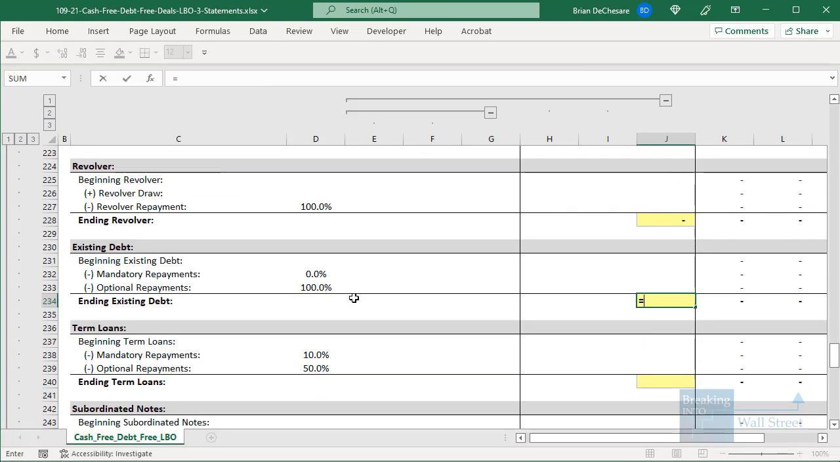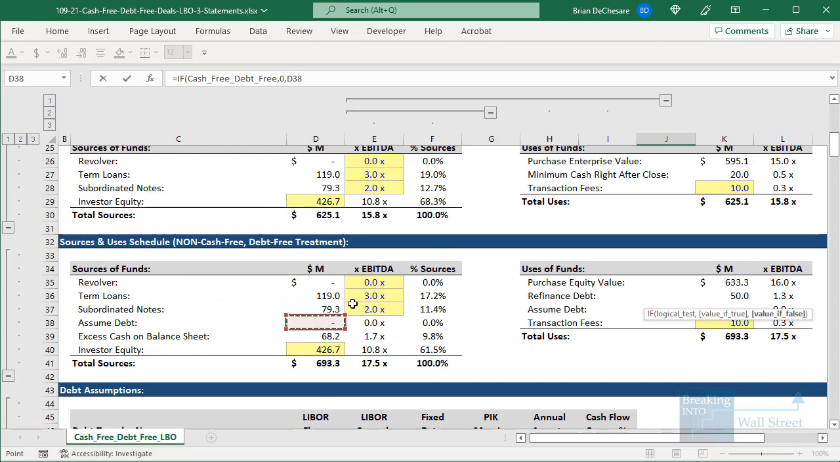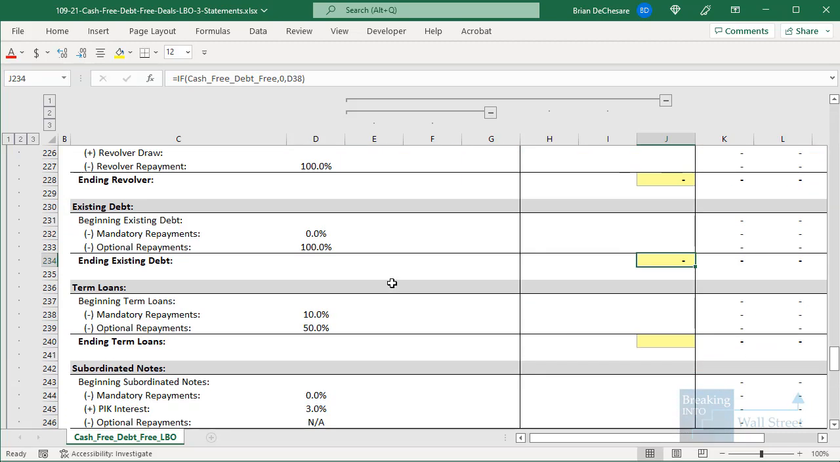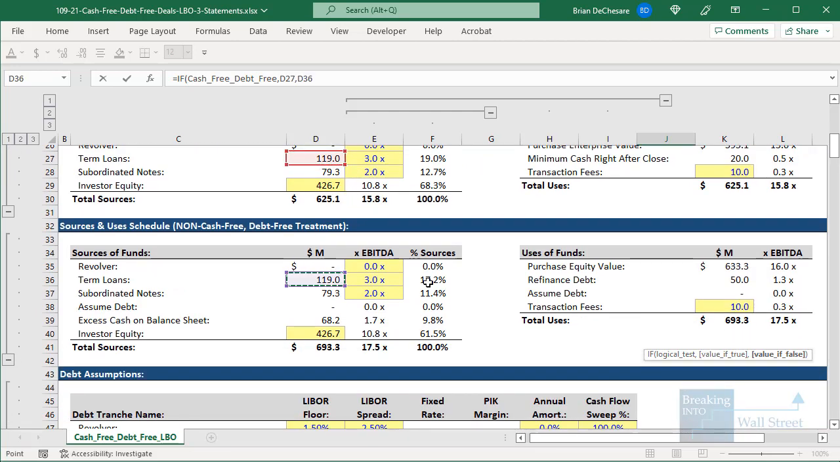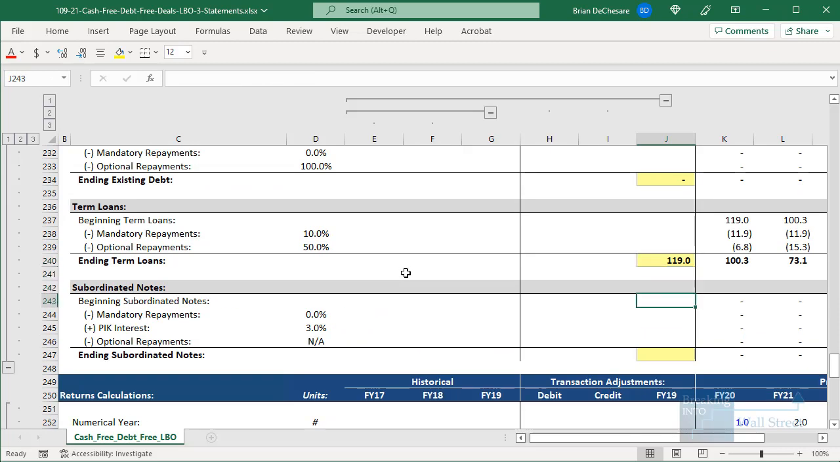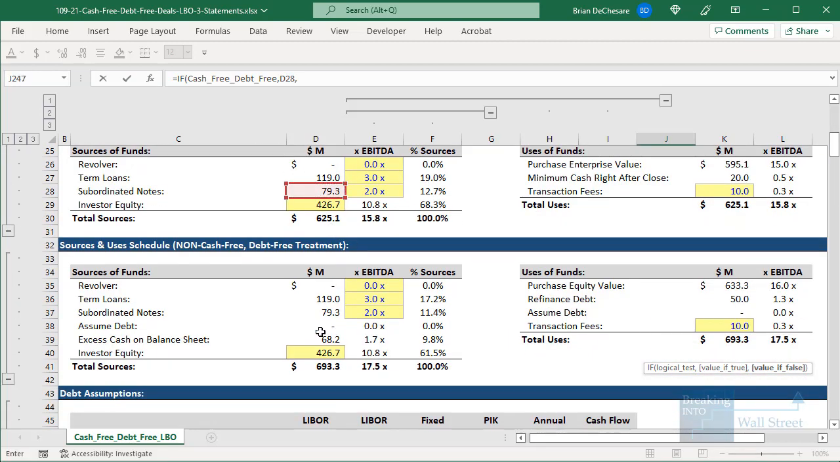For the existing debt, this is one that is actually different, so this is a bit of an exception. If it's a cash-free, debt-free deal, this is going to be 0 because this has to go to 0. But if it is not a cash-free, debt-free deal, then potentially we could assume some debt, so this will be a non-zero number instead. For the term loans, once again, we do the check and then we go up and link to either the term loans right here or the ones in this schedule. And then for the subordinated notes, same idea. If cash-free, debt-free, we link to the one in this schedule, or if it's not cash-free, debt-free, then we link to the one in this schedule instead.